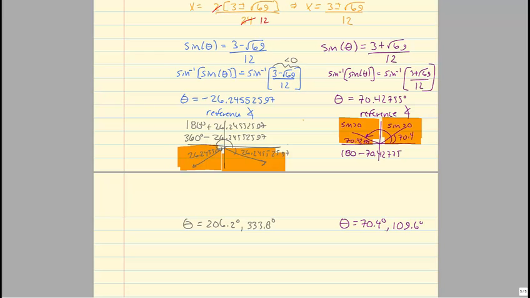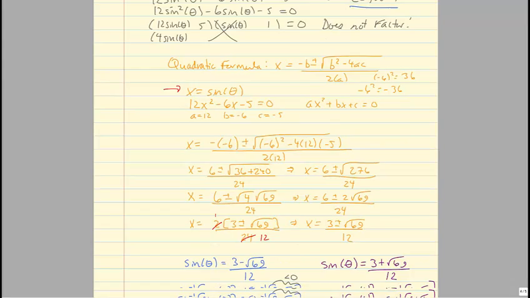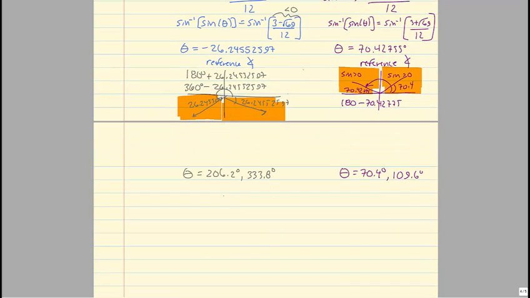Now there's a lot of work involved in this. I'm not kidding you at all, especially with that quadratic formula. If you have a mistake in the quadratic formula, it throws everything off. So I'm going to show you how to check these answers as well. But before I do that, let's go ahead and write these in order from smallest to largest. So that'll be 70.4 degrees, 109.6 degrees, 206.2 degrees, 333.8 degrees.